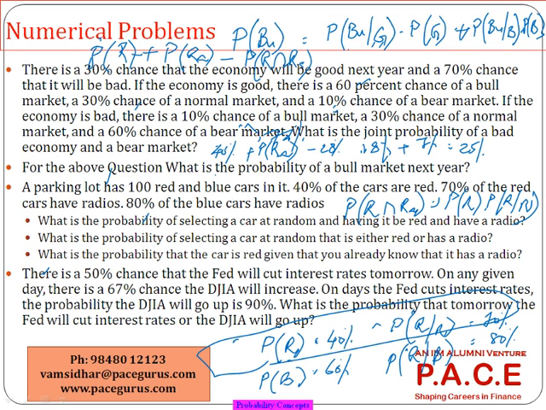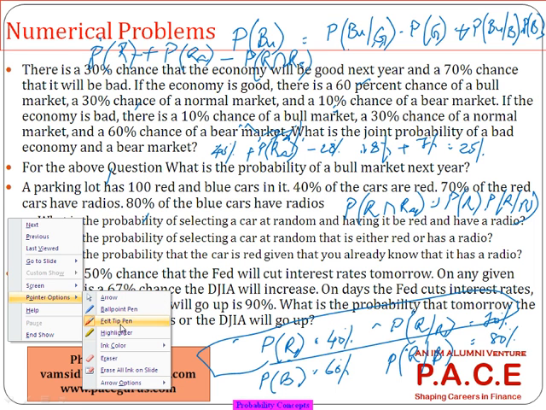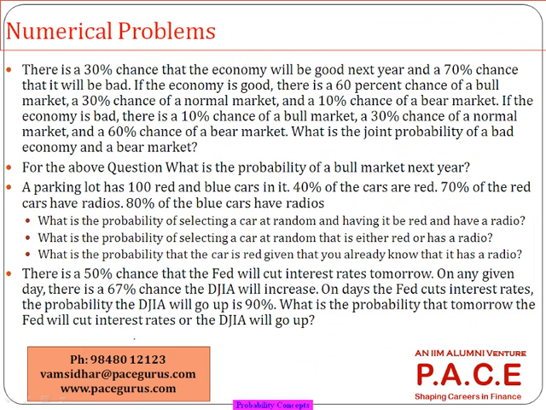What is the probability that a car is red given that you already know that it has a radio? Which means you are finding out the probability of a red car given a radio. Again, using the conditional probability, P(red and radio) divided by P(radio). You have computed the probability of radio in the earlier case by using the total probability rule. Red and radio we have also computed in the earlier case, which is 40 into 70, which is 28%. So doing these two, you are getting the answer.